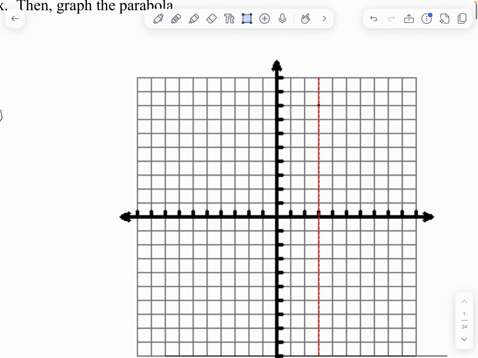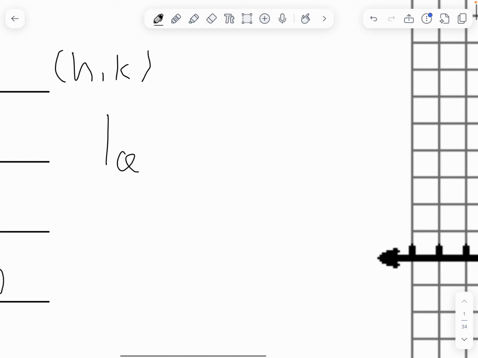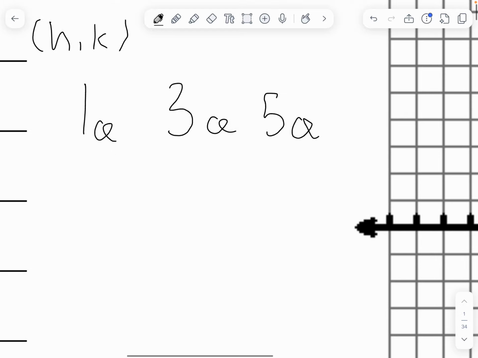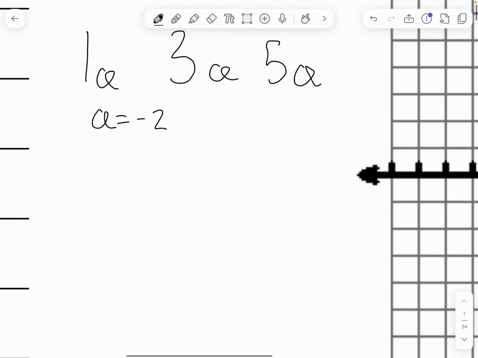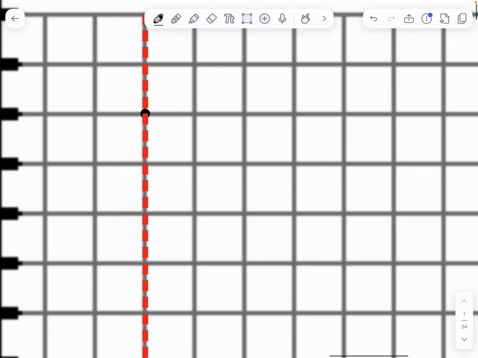So the rule I generally go for is 1a, 3a, and 5a. So this is how it's going to work. Since a is equal to negative 2, we have to multiply everything by negative 2. So negative 2, negative 6, and negative 10. So how does this work? Basically, you go out one point, and then you count negative 2. So that means our next point is right here.